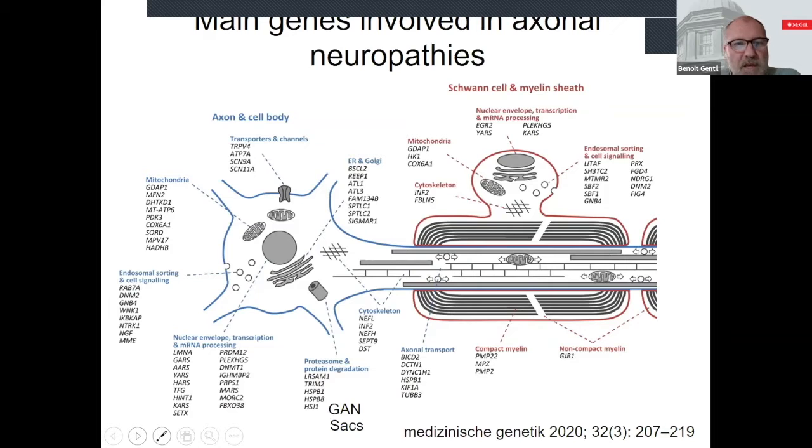So as you see, many genes, many functions, and now the question is how come they're all related to a form of neuronal degeneration?